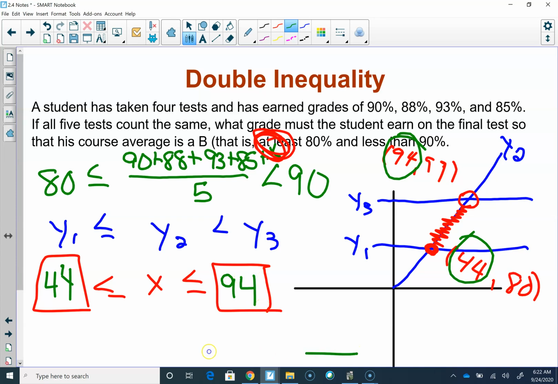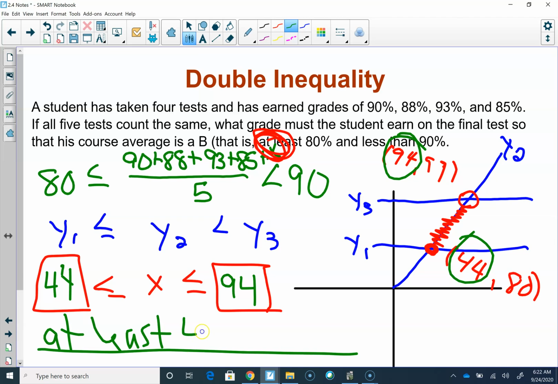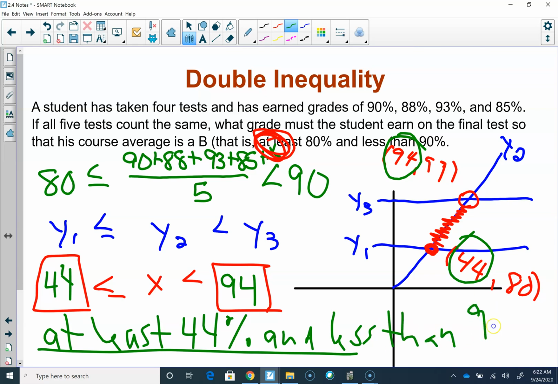So then what am I going to put on my line? I'm going to put at least 44%. And I need to take that line off there. And less than 94%. In word problems, your answers should have words in them, not just you're interpreting what this means here.